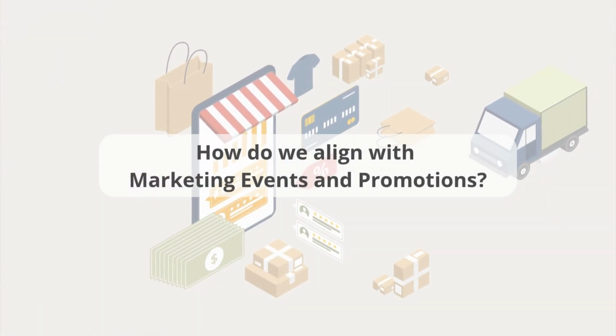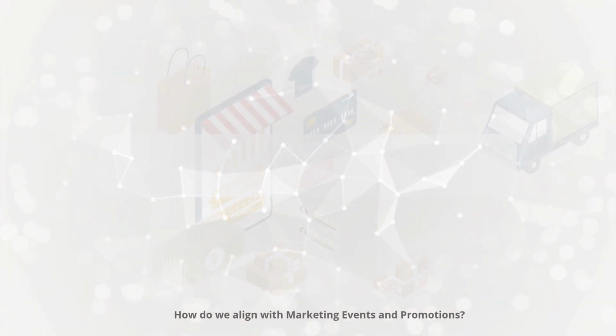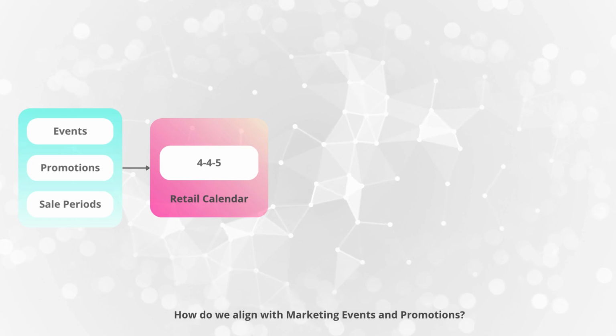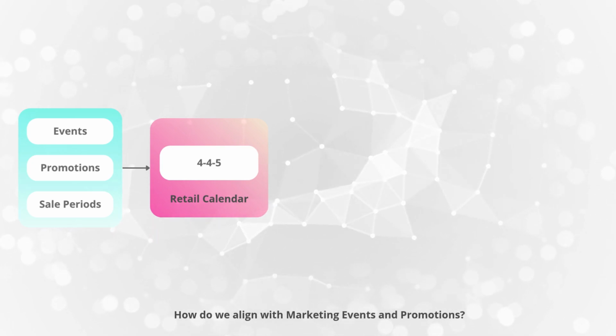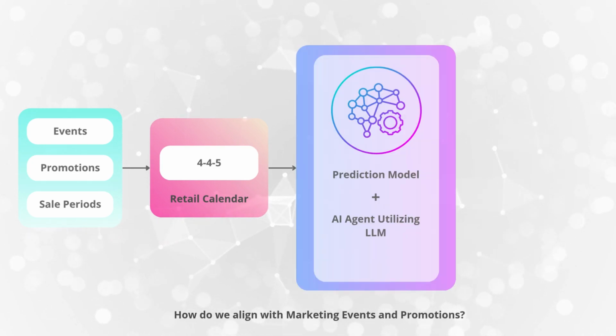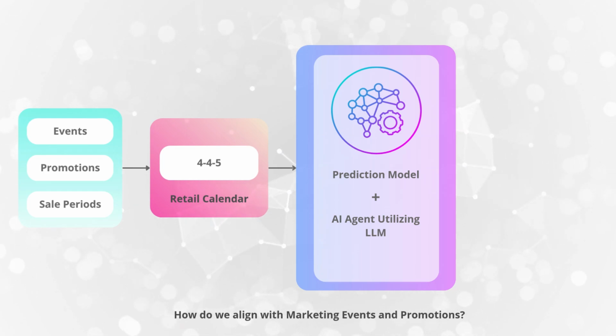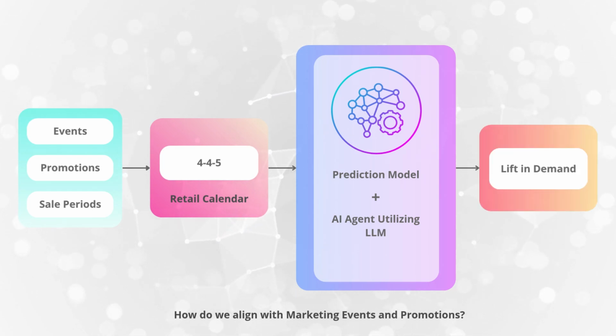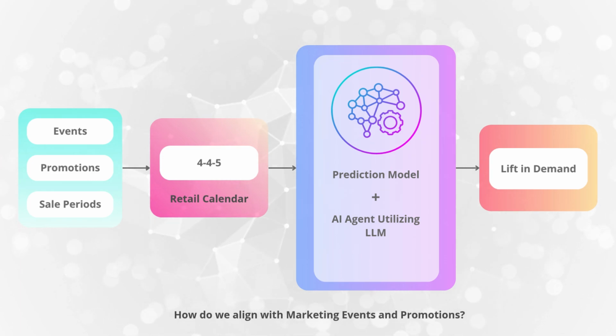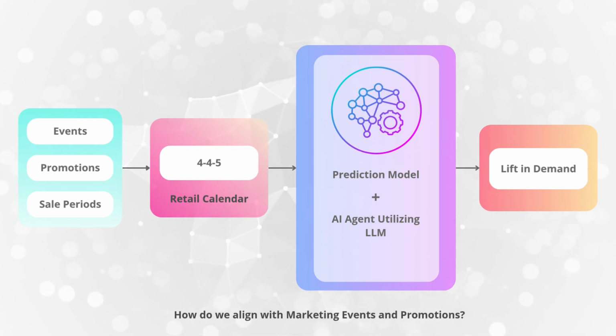How do we align with marketing events and promotions? The tool uses the 4-4-5 retail calendar. Promotions are tagged to retail months and passed into the model as exogenous flags. The model uses those flags so lift in demand appears in the correct retail period for buying decisions.